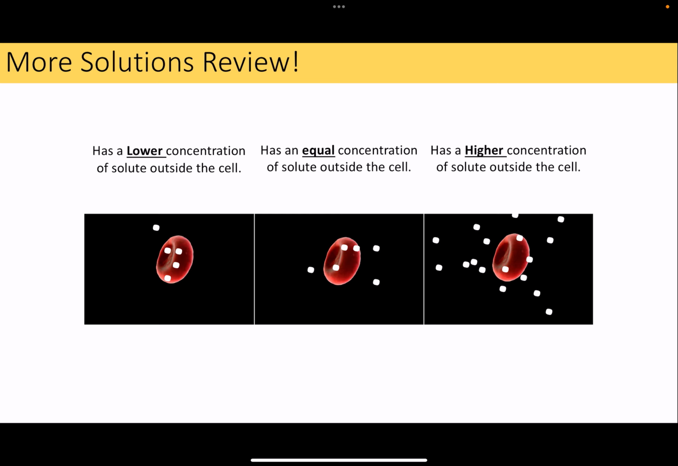Okay, what is the term that we give when there is a lower concentration in the fluid outside the cell compared to inside the cell? Hypotonic. If there's a lower concentration of solute outside the cell, it's considered hypotonic. That cell's in a hypotonic solution. What is the term we use if there's an equal concentration of solutes outside versus inside the cell? Isotonic. And what if there is a higher concentration of solute outside the cell? Hypertonic.